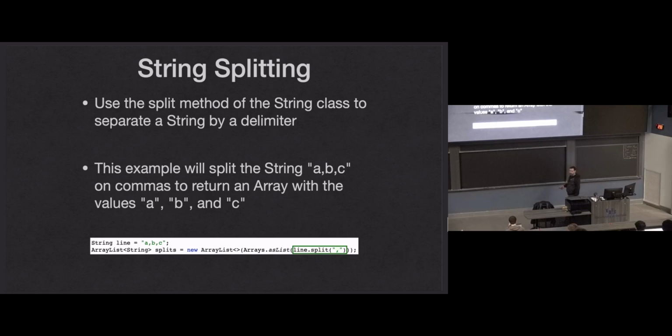So we're just going to do line.split. Syntax is the same as in Python. Just whatever string you have, .split on some delimiter, and it's going to split the values on that delimiter. So if I have the string ABC and I split it on commas, I'm going to get an array list with the values A, B, and C.